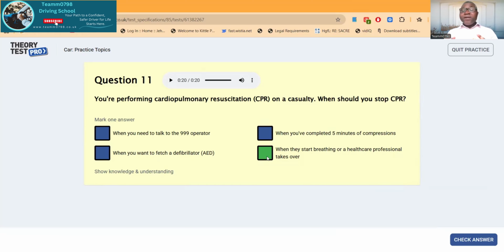So you can only stop when they start breathing on their own or a professional has come and they're taking over. That is the only time you should stop. Okay? Carry on until the person breathes or a professional is there to help. None of those other three answers are correct. The correct answer, when they start breathing or a healthcare professional takes over, is the only time you can stop.